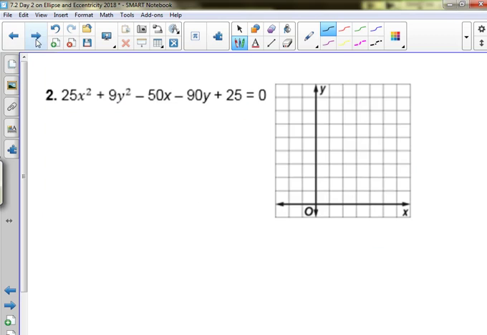All right. Ooh, another completing the square. Can you try this one on your own? Somebody want to come up on the board and do it?